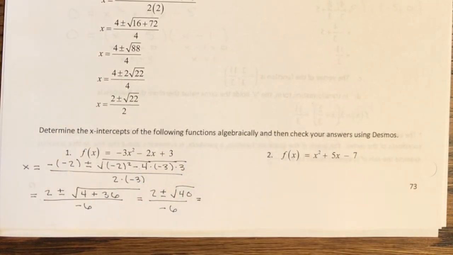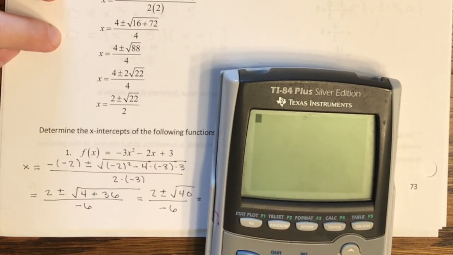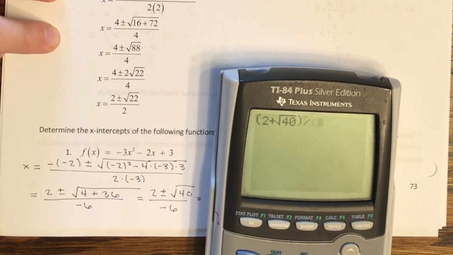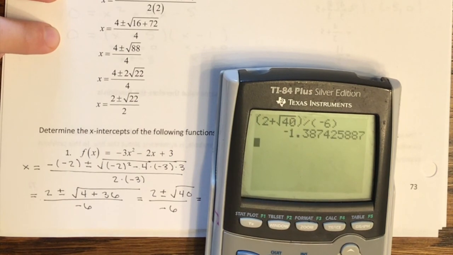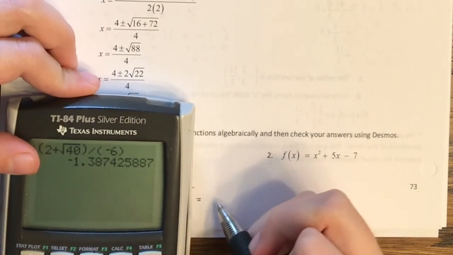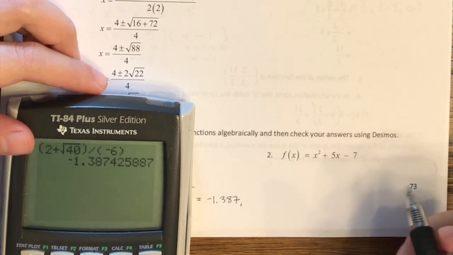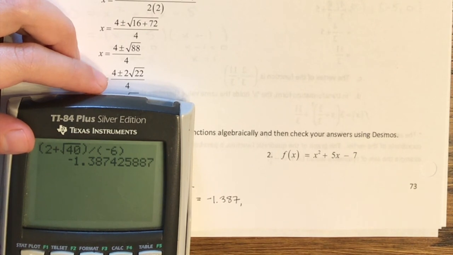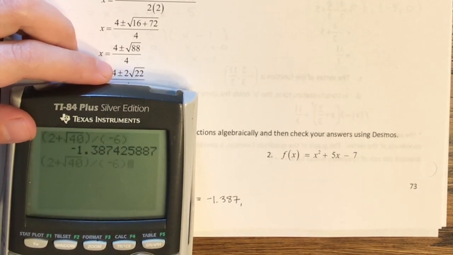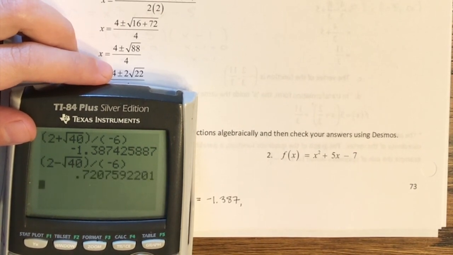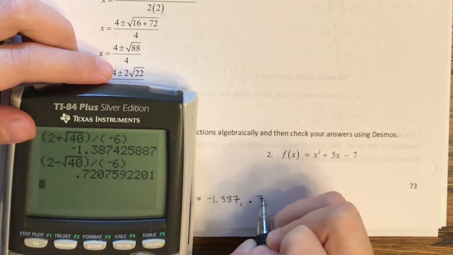Let's plug this into our calculator. Again, we need everything in the numerator to be on top, so we need parentheses. We have 2 plus the square root of 40, divided by negative 6. So we get negative 1.387. And we also want to do 2 minus the square root of 40, divided by negative 6. And we get 0.721.